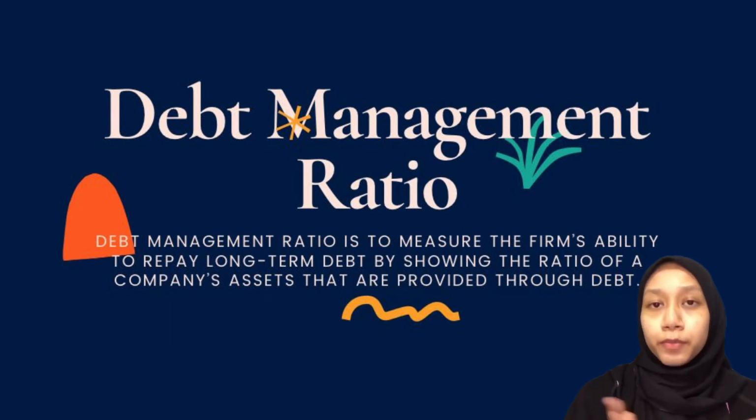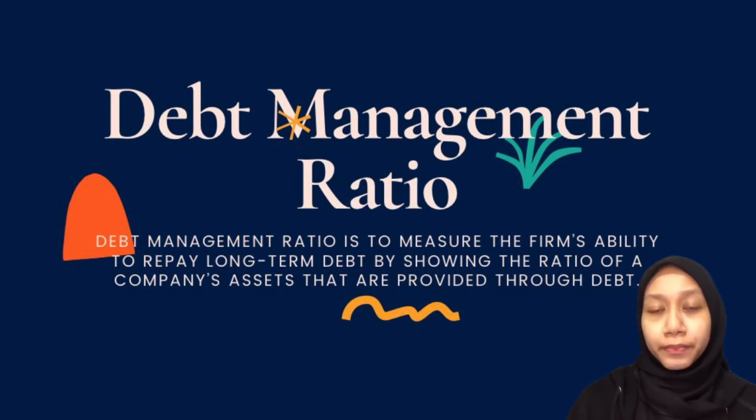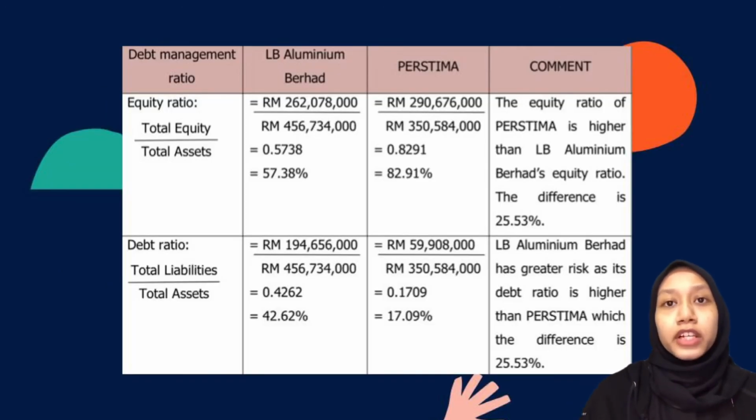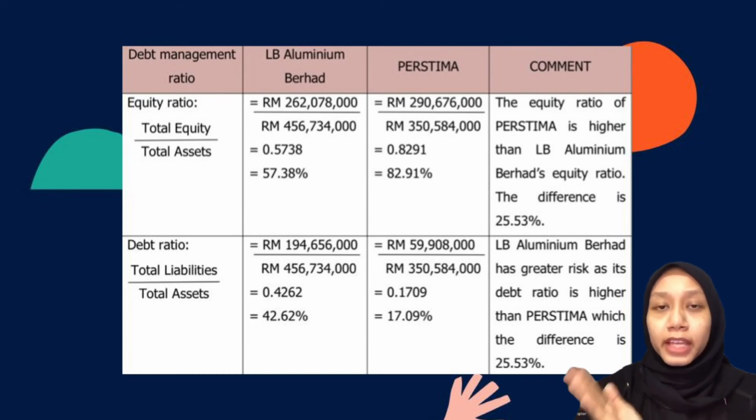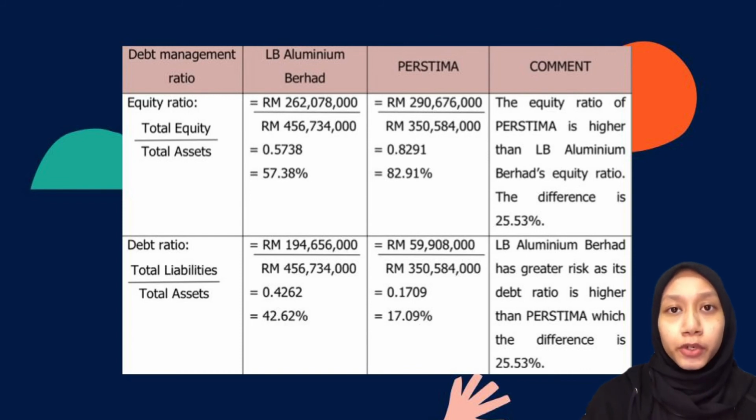I would like to present about debt management ratio. Debt management ratio measures the firm's ability to repay long-term debt by showing the ratio of a company's assets that are provided through debt. Today, I would like to tell you more about equity ratio and debt ratio. First, equity ratio. Equity ratio is a financial metric that measures the amount of leverage used by a company. To calculate equity ratio, total equity is divided by total assets.